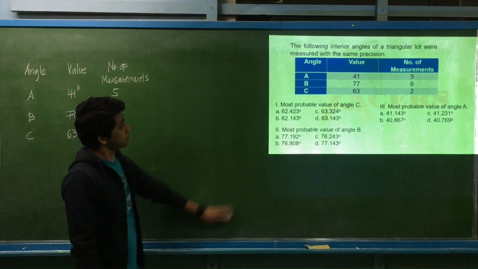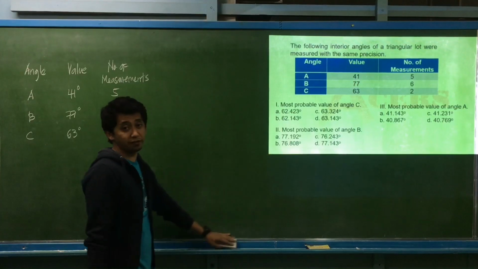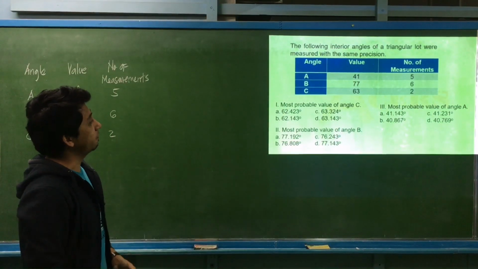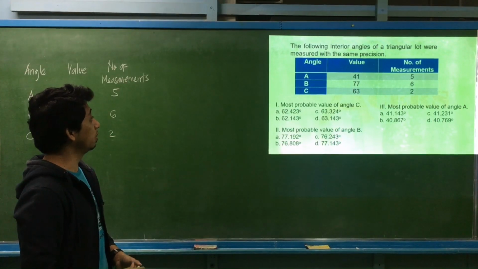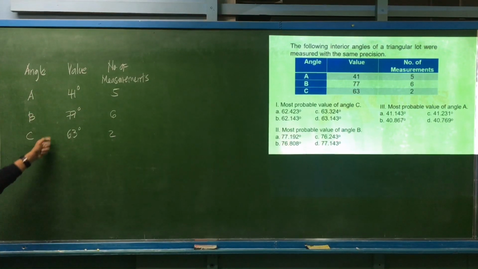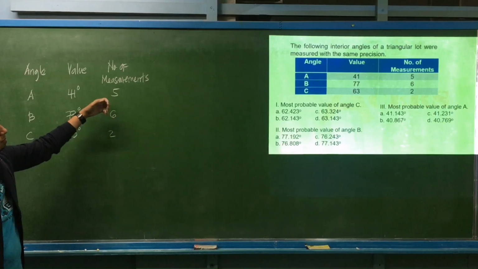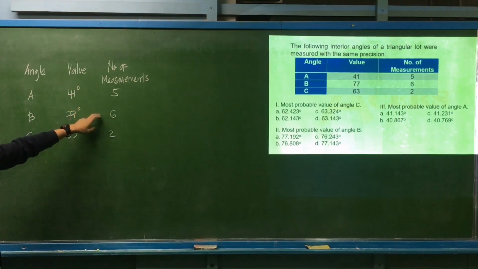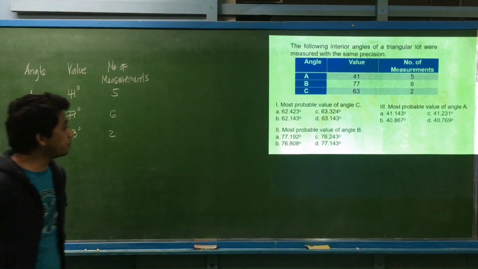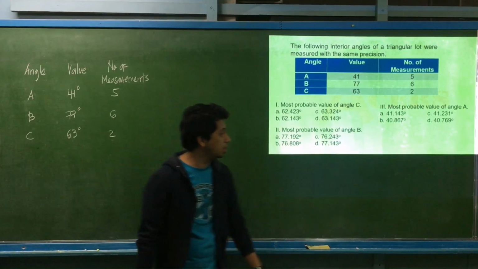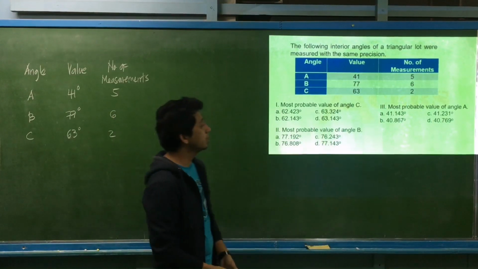So this is angle correction of a closed traverse. The following interior angles of a triangular lot were measured with the same precision. Angle A is 41 degrees, B is 77, and C is 63. The number of measurements, or the number of times A, B, and C were measured, is 5, 6, and 2. First requirement: the most probable values of angle C, angle B, and angle A.